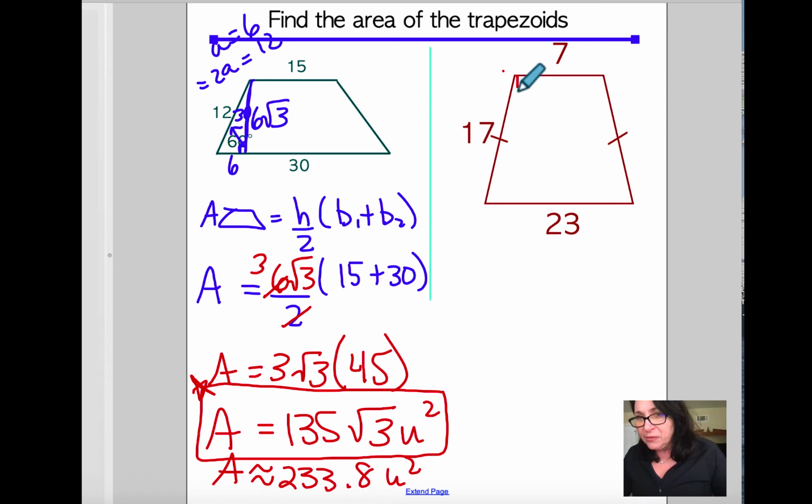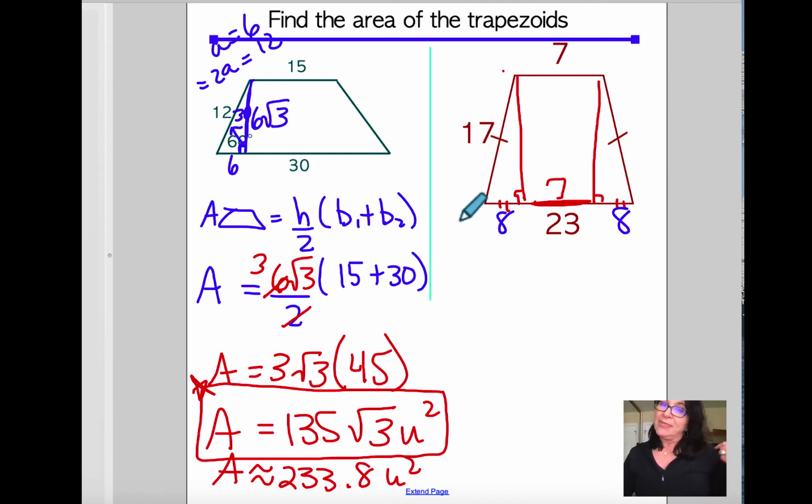Because if I bring this straight down, perpendicular, and also if I bring this down perpendicular, these values down here are going to be the same because it is isosceles. That's why it's beneficial, because that means the length from here to here is 7. And if I go 23 subtract 7, I get 16, which means that each of these lengths on the side are 8. And that means that I can use the Pythagorean theorem.